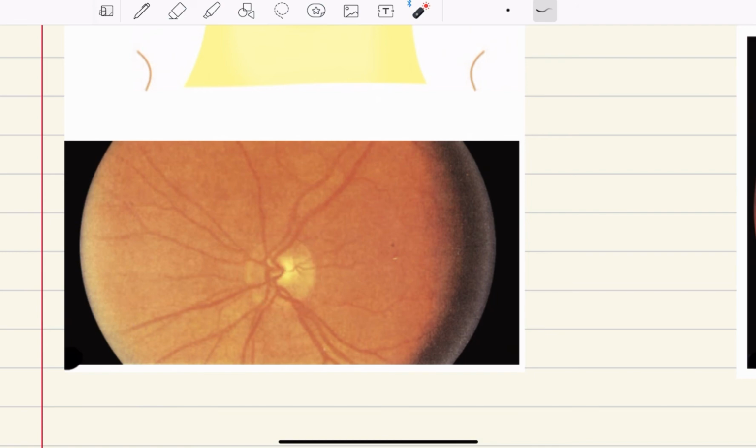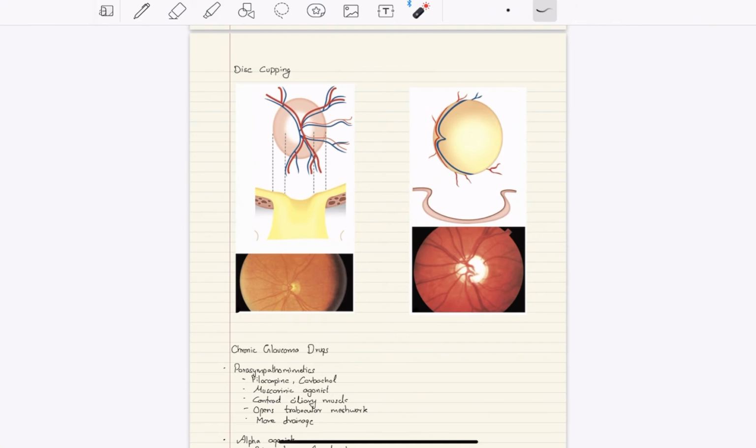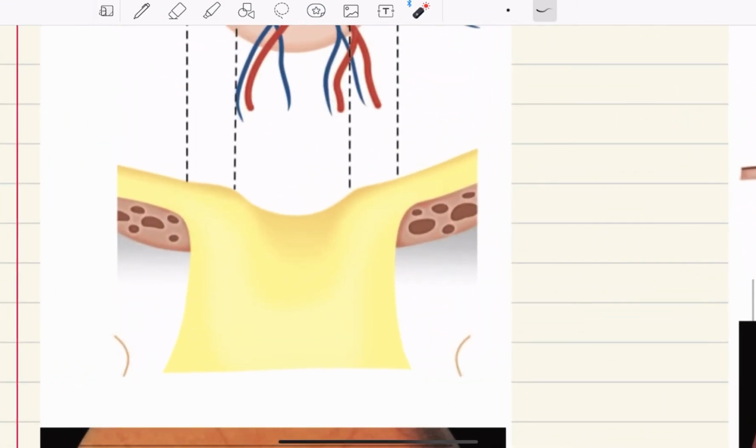If you look carefully, the diameter of the optic cup is almost half or less than about 1/3 of the optic disc. So this is the normal one, whereas in case of glaucoma, the size of the optic cup increases due to pressure inside the eye. So the optic cup becomes deeper and it increases in size.